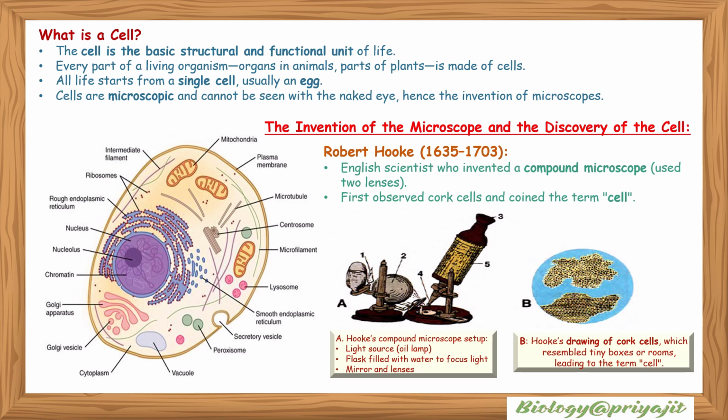microscopes. The invention of the microscope and the discovery of the cell: Robert Hooke, the English scientist, who invented a compound microscope with two lenses, first observed cork cells and coined the term cell.